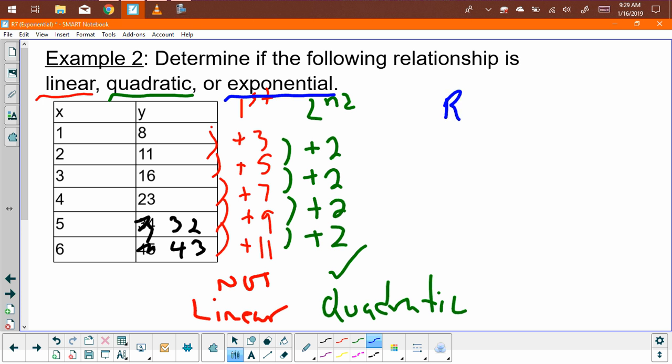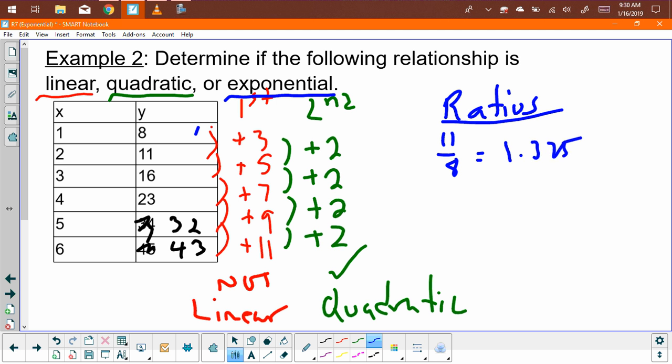Okay, so for exponential, we're doing ratios. We're seeing how much you multiply by to get from one value to the next. So what times 8 equals 11? Well, it's definitely not obvious. So we take the second number, 11, and we divide it by 8 and see what we get. 11 divided by 8 is 1.375.